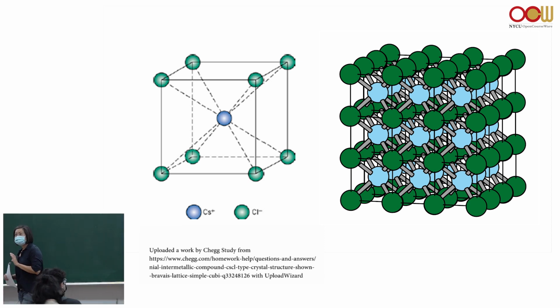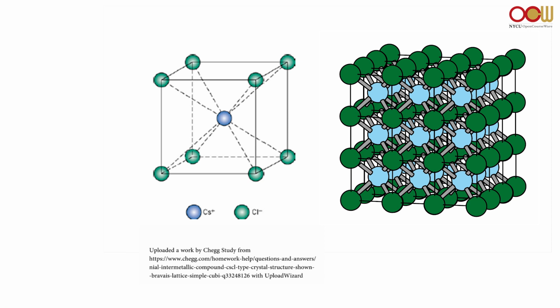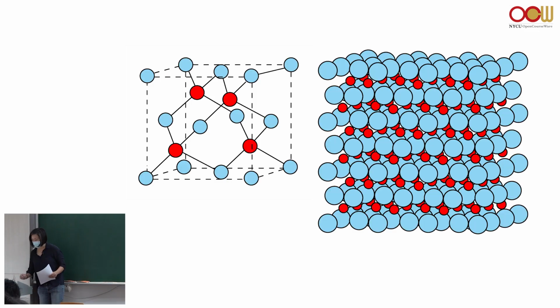What is the coordination number here? How many anions surround my cation? 8. And how many cations surround my anion? Also 8. Right, so again, that makes sense because we have a 1-to-1 cesium to chlorine ratio. So that's a cesium chloride. Then we have something called the zinc blend.